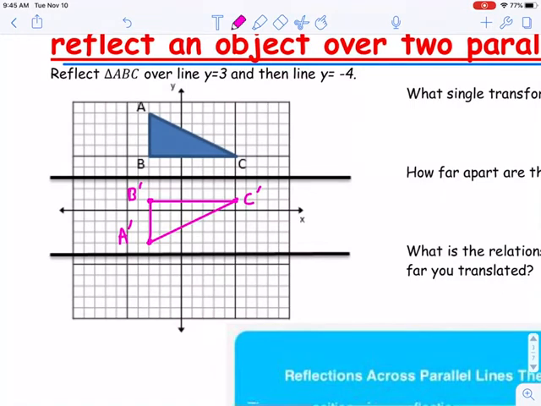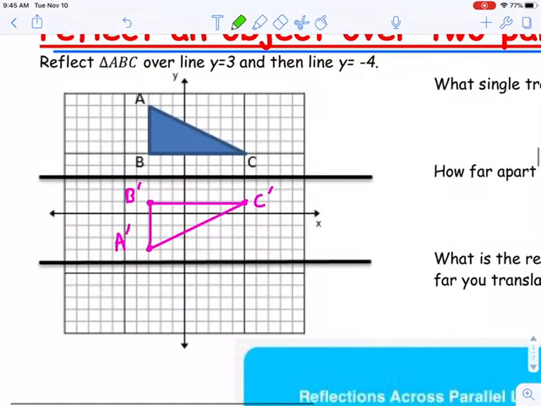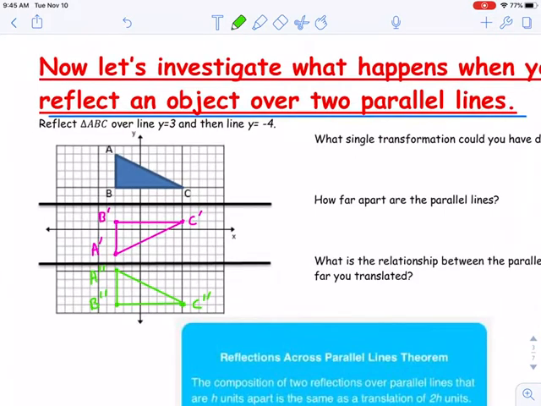Cool. Okay, now let me get a weird color. Let me get this swamp green. Now A is 1 above, so A double prime will be 1 below. B will be down here. And C will be down there. Cool. All right.